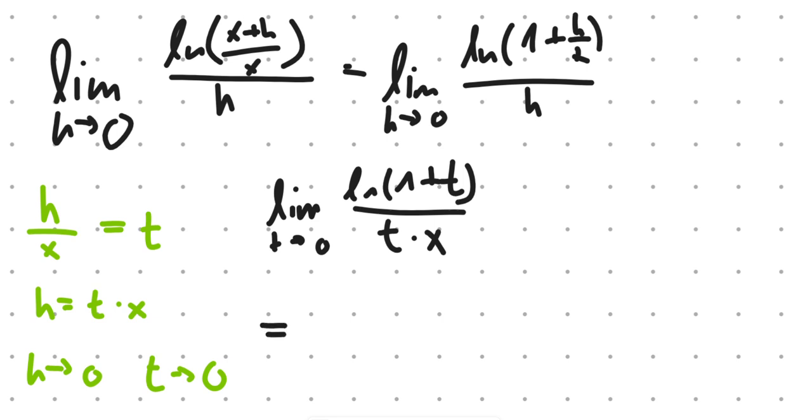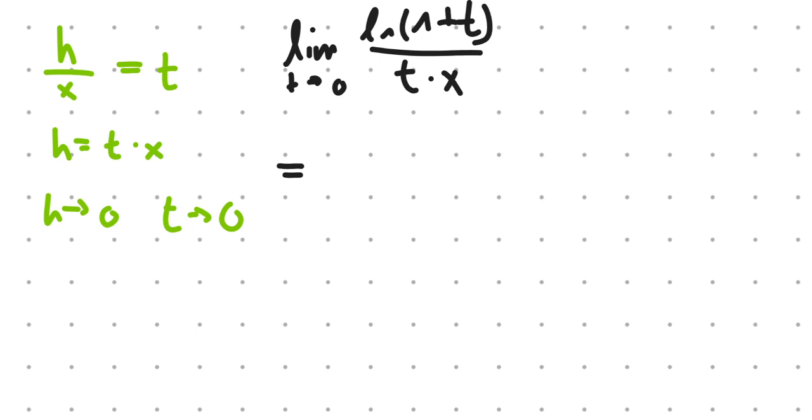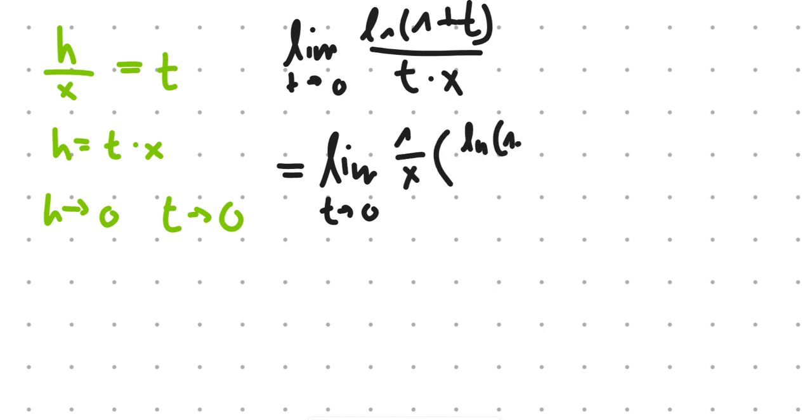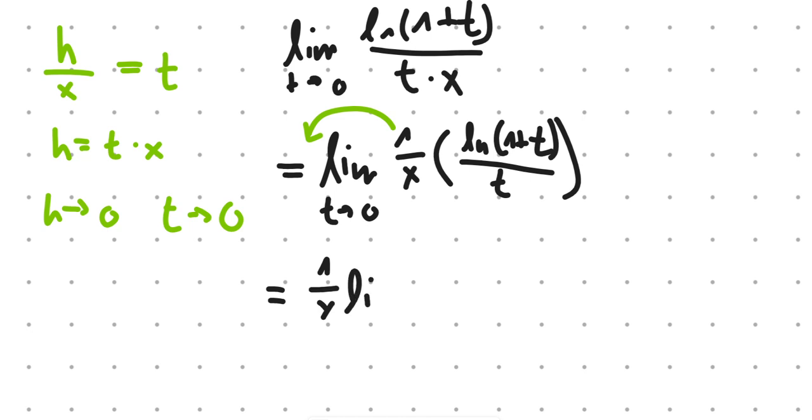Now we have a new property: x is independent of h, so we can take the x outside the limit. I'll put 1 over x here to show that I brought the 1 over x outside the whole fraction. Because the limit treats 1 over x like a constant, we can put it outside the limit. So we have 1 over x times the limit as t approaches 0 of ln of 1 plus t, divided by t.